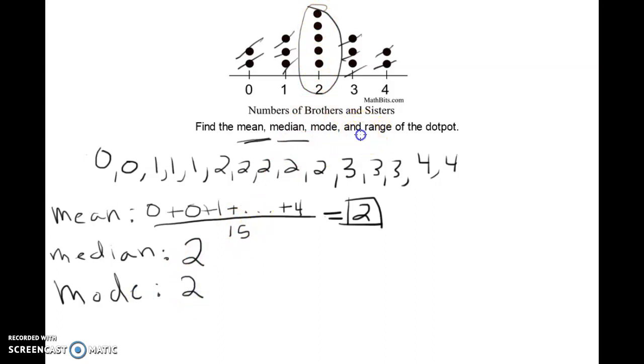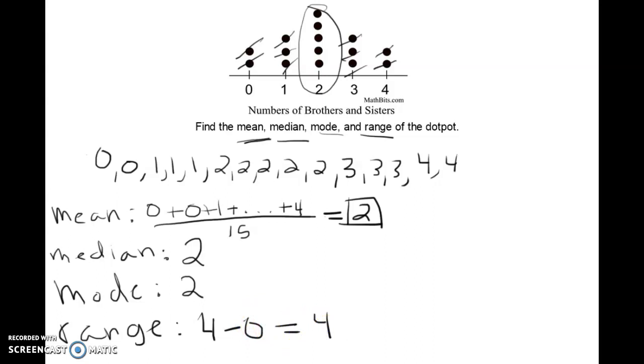And then we want to find the range. We know the range is high minus low. So when we're talking about high, I'm going to be talking about the highest number of brothers or sisters, which is going to be 4. Minus the low, which is 0 brothers or sisters. So 4 minus 0 is equal to 4.